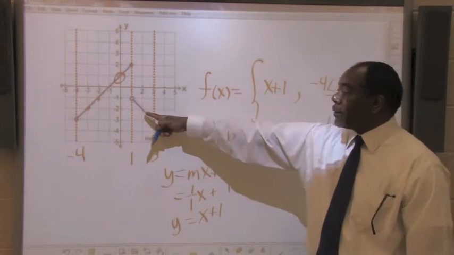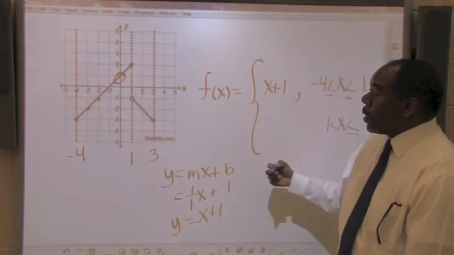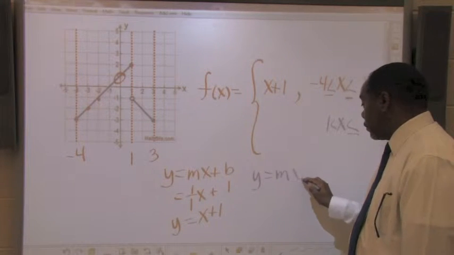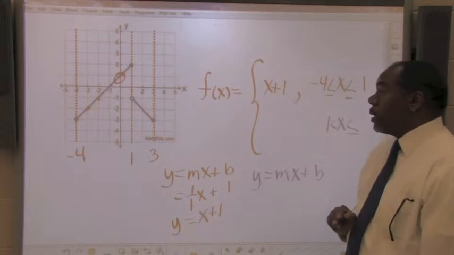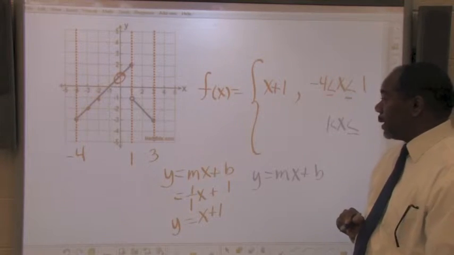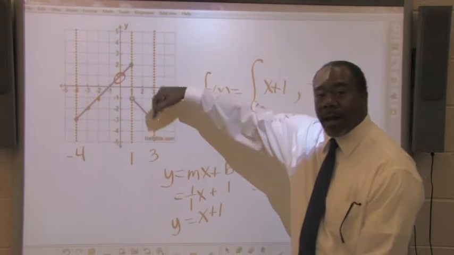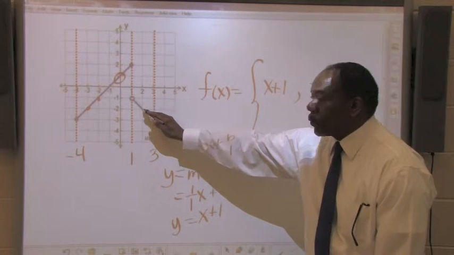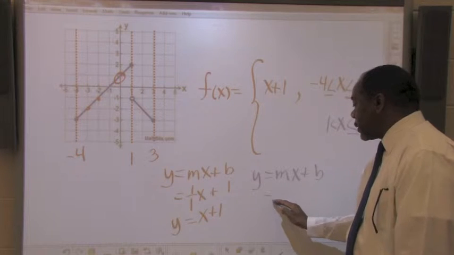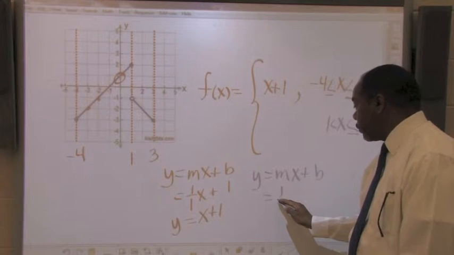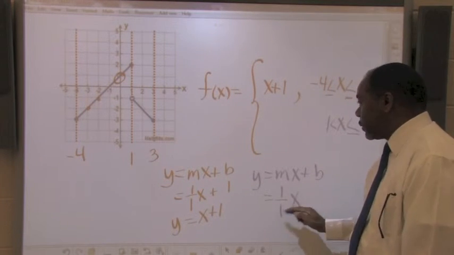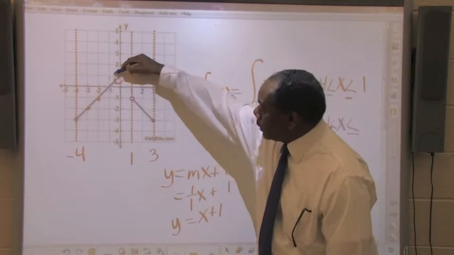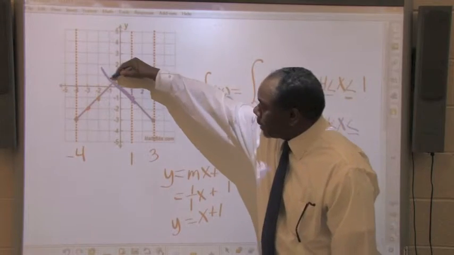Now what I need to do is write the equation of that line. So first thing I need to know is, what is my y-intercept and my slope? Notice this does not cross the y-axis. But what this thing is doing, it's going up 1 over 1. So if I wanted my slope, it's also up 1 over 1 x. However, up 1 over 1, up 1 over 1. So that line looks like that.